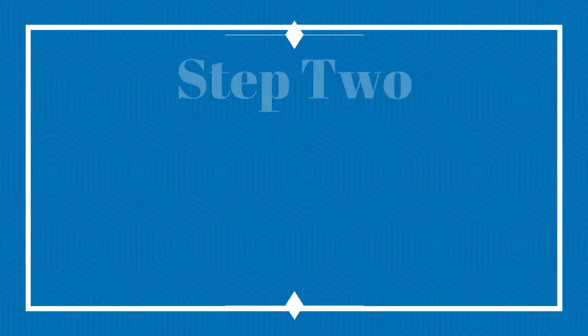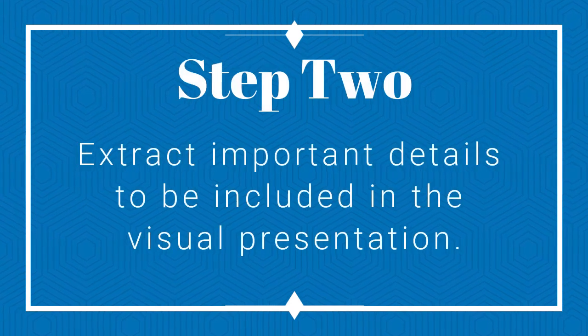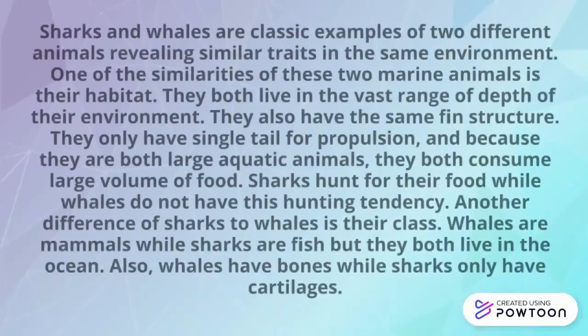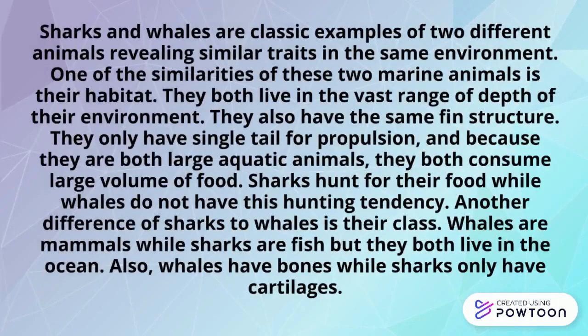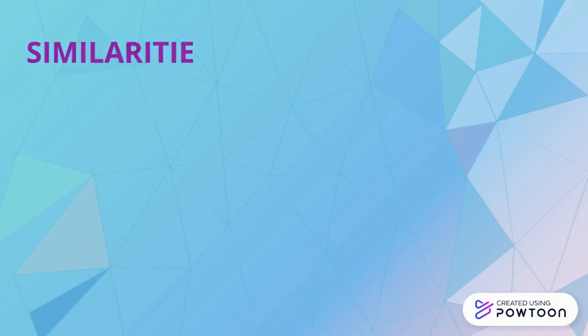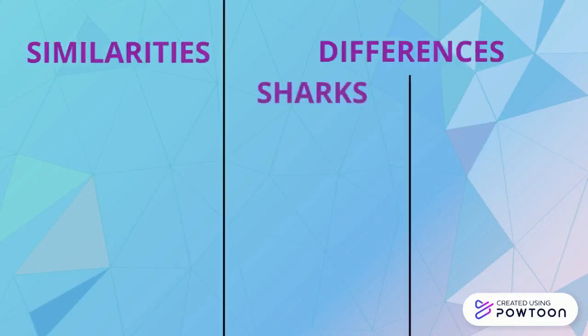Step 2. Extract important details to be included in the visual presentation. We can take note that the paragraph talks about two different animals with similar traits. Hence, we can start visualizing the flow of our nonlinear text. It must contain the similarities and differences of the two animals.